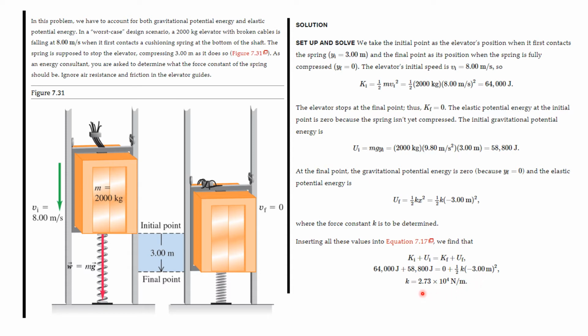We get k is 2.73 times 10 to the 4th newtons per meter. And you should mimic these calculations. Make sure that you understand them. That's a pretty strong spring you need, as a safety feature on an elevator.